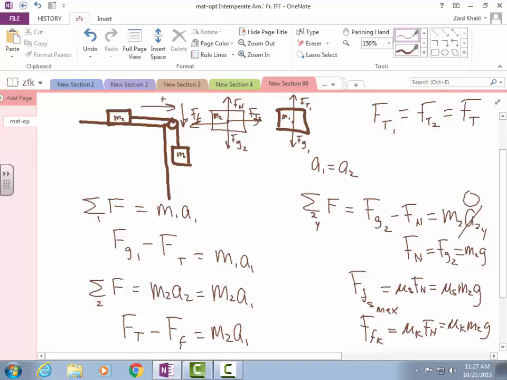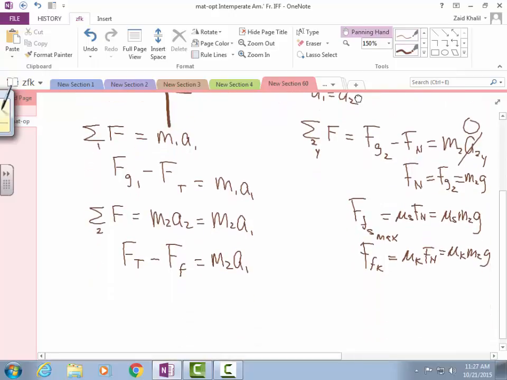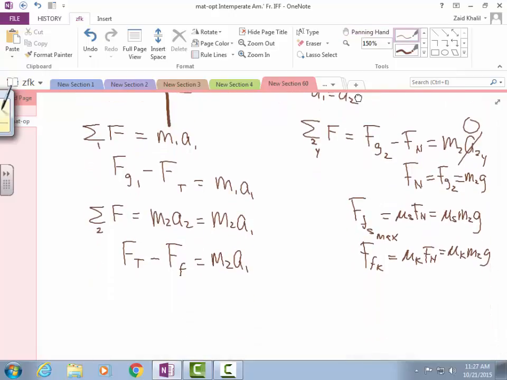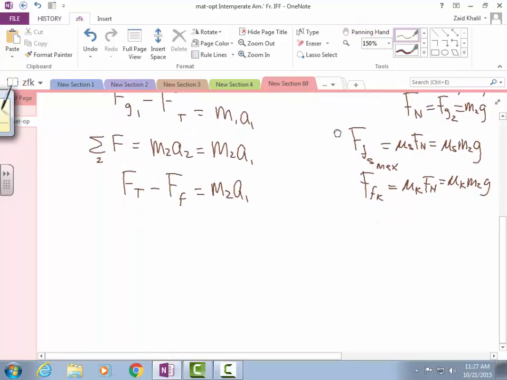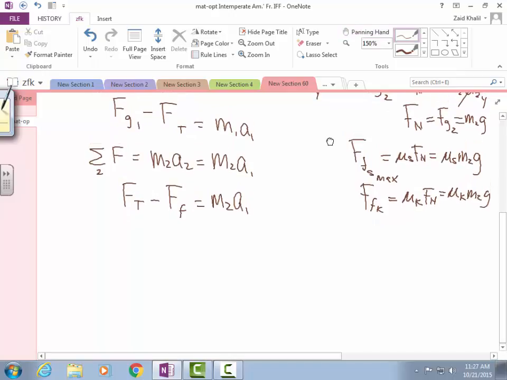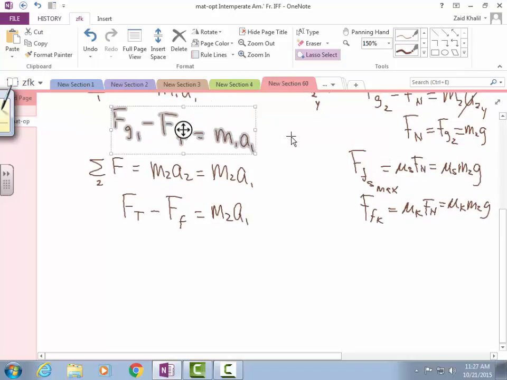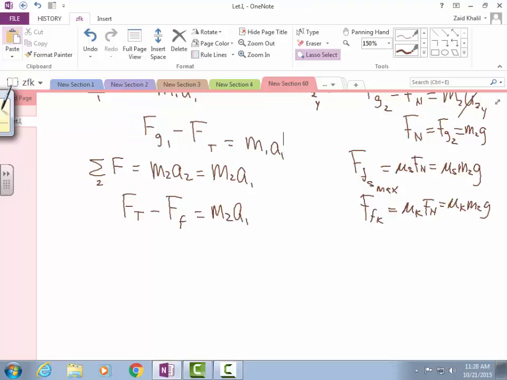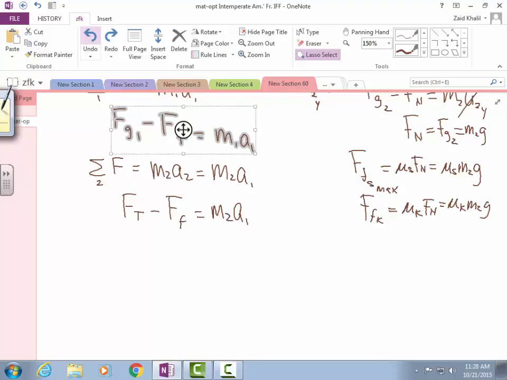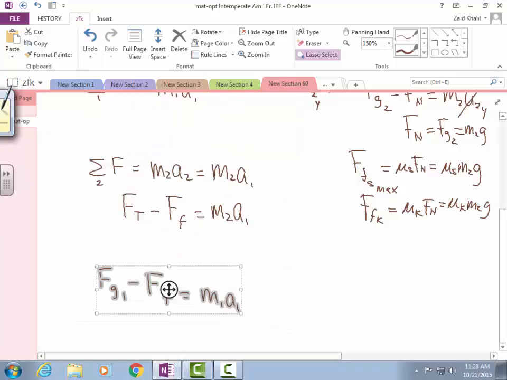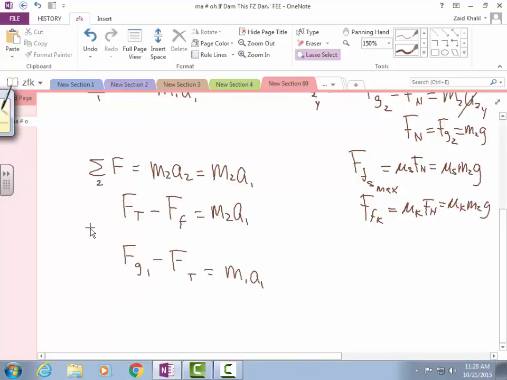Yes? Wait, we're not dealing with the case. Just leave it general for right now. Okay? So we just want to leave it general. So what do we have? We have the following two equations. We have this, which I'm going to lasso, copy, paste. Okay? Maybe I'll even move it here. So here's our two equations.